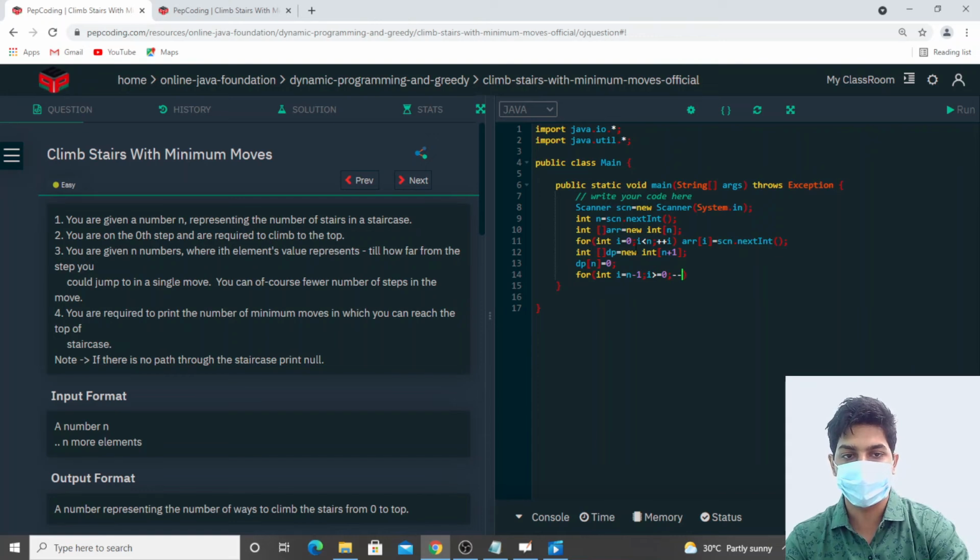Move from right to left. What we will do, we will check the number of jumps. We will take all the jumps which are allowed at a particular location and find the minimum among those. Let's make a variable named answer. Let's initialize it with the maximum value.